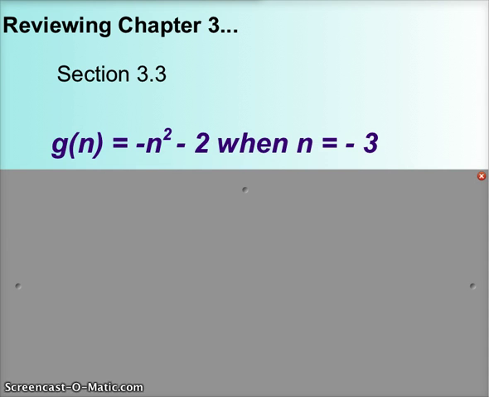Section 3.3. Be very careful of your signs here. g of n equals -n squared minus 2 when n equals -3. Pause the video here.